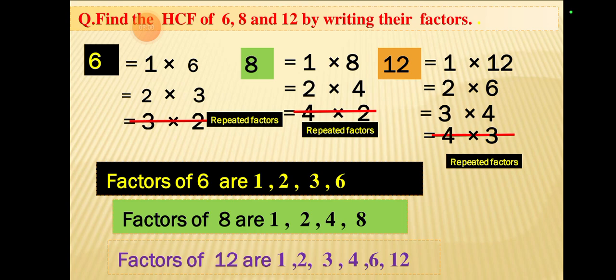In 8, 8 × 1 is 8, 2 × 4 is 8, and then again 4 × 2 is 8, so it's a repeated factor. I will stop over here. And 12: 1 × 12 is 12, 2 × 6 is 12, 3 × 4 is 12, and 4 × 3 is 12, so it's a repeated factor, so I will stop over here. So the factors of 6 that I get to know are 1, 2, 3 and 6, and factors of 8 are 1, 2, 4 and 8. Factors of 12 are 1, 2, 3, 4, 6 and 12.